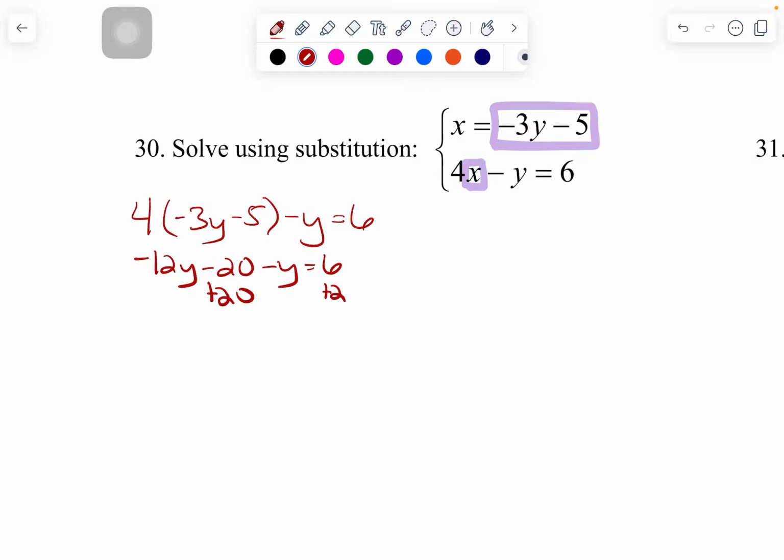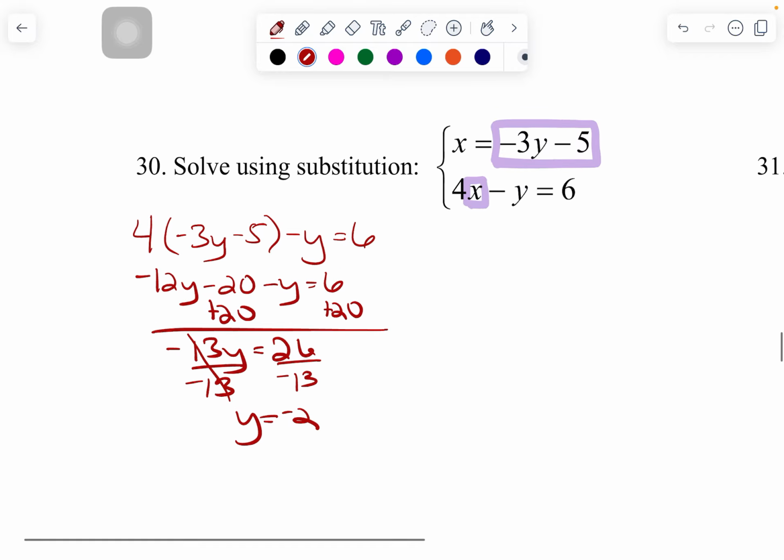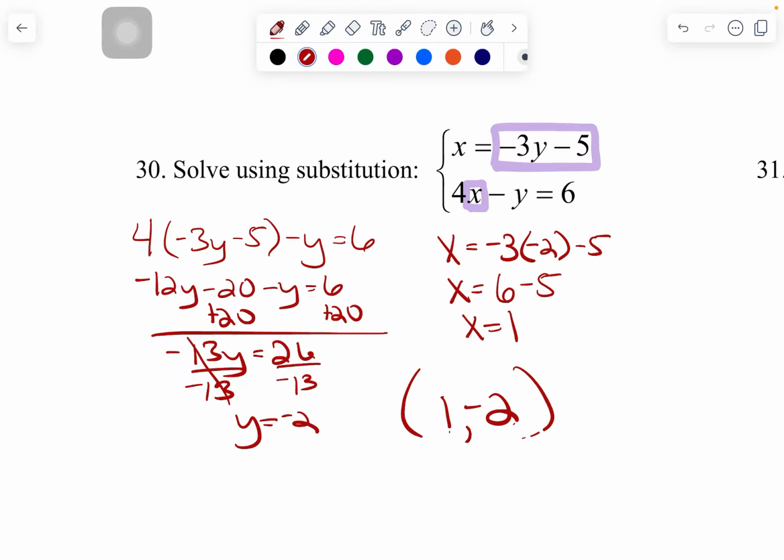I'm going to add 20 to both sides. And then these two terms are both like to each other. So -13y is equal to 26. Divide both sides by -13. Y is equal to -2, which is half my answer. So the other half is x is equal to, well, now that I know what y is, I can replace that. Oops, write an x. X is equal to -3 times -2 is 6, minus 5. I'm getting x is equal to 1. So the solution to the system is the ordered pair 1, -2.